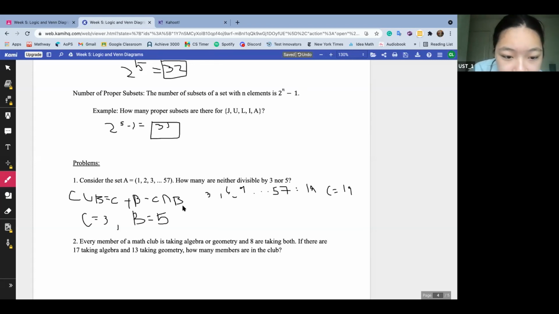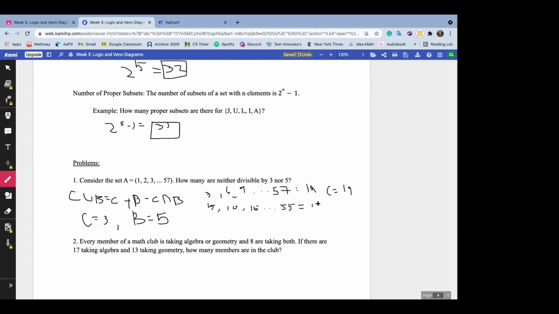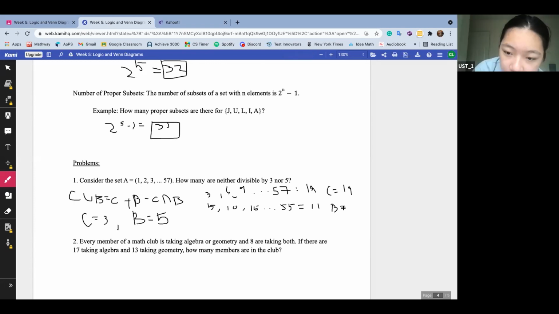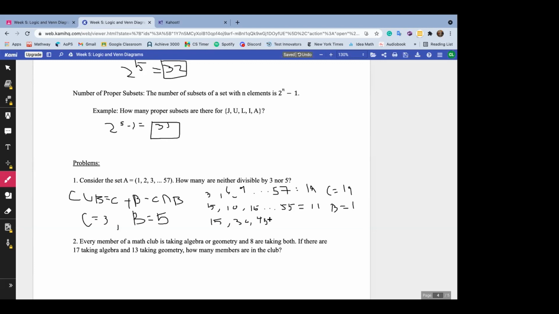Yeah, so then we have to find the number of elements that are divisible by 5. So we'll have 5, 10, 15, all the way to 55. So that's 11 numbers, so B equals 11. And now I have to find the intersection of C and B. So for C and B, we have to find the number of elements that are divisible by 15 because 3 times 5 is 15. So I'll just have 15, 30, and 45, which is 3 numbers.